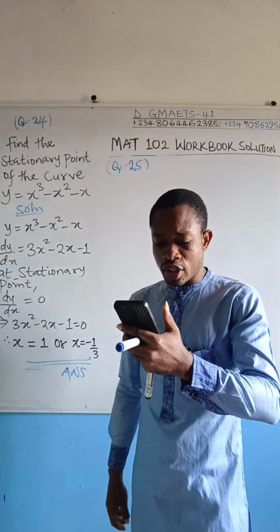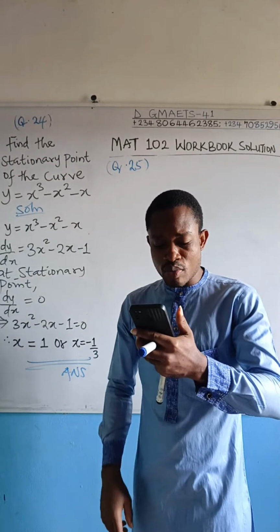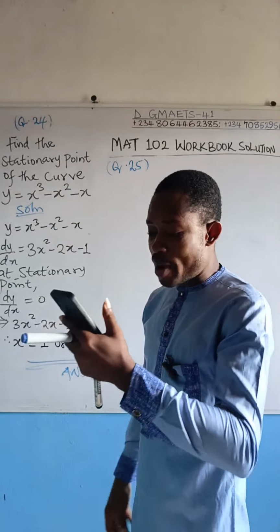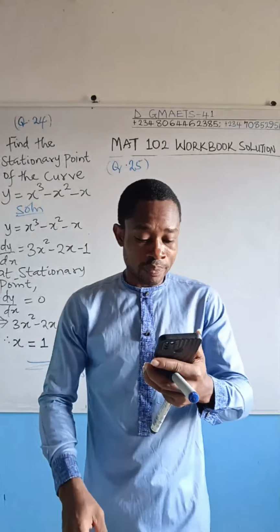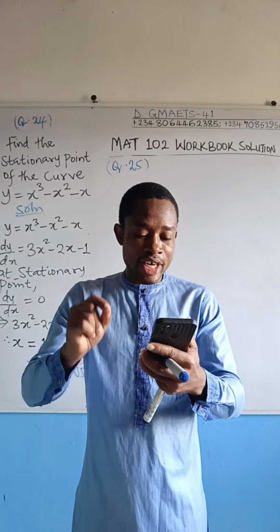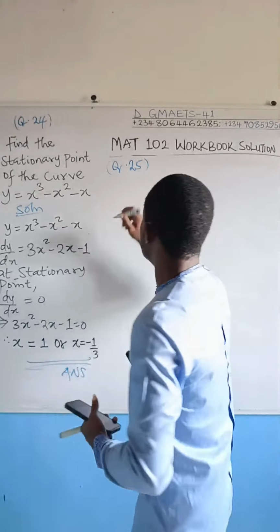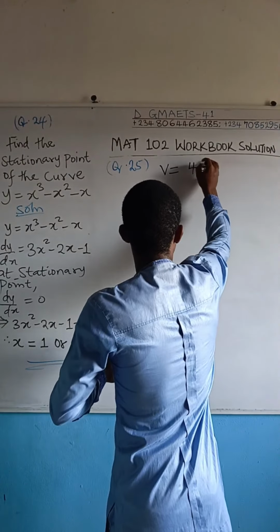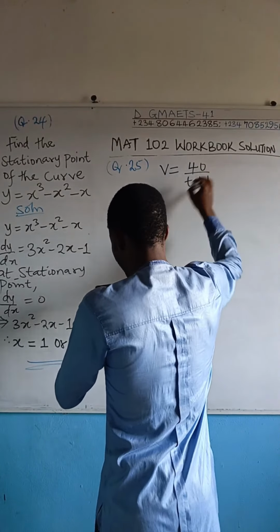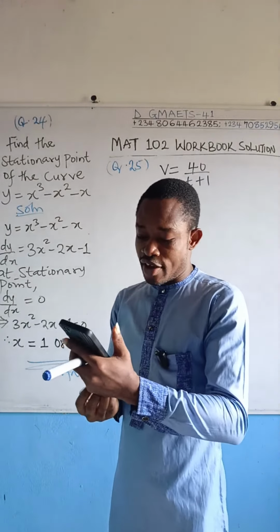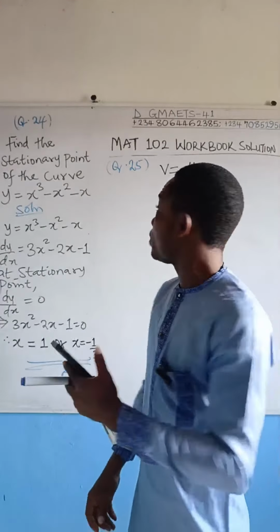So the last question: the velocity of a particle moving on a straight line is given by, I'm sorry, I won't copy the question on the board. The velocity of a particle moving on a straight line is given by, so look at it, v equal to 40 over t plus 1.